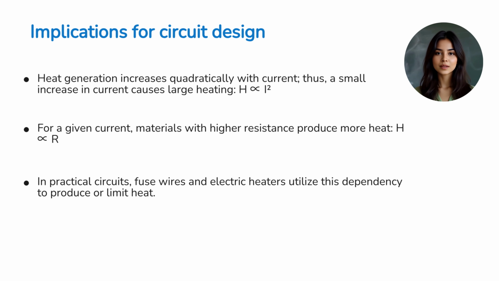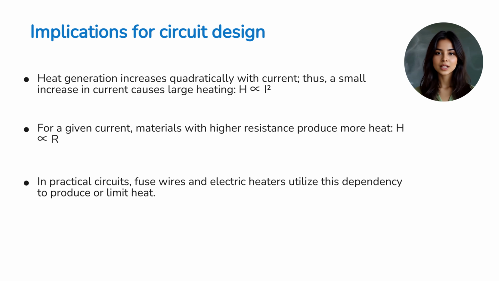For a fixed current, materials that have higher resistance produce more heat. Think of them as the traffic jams for electrons, causing more energy to convert into heat. This quadratic relationship with current and direct relation with resistance is the hidden reason why fuses and electric heaters work.